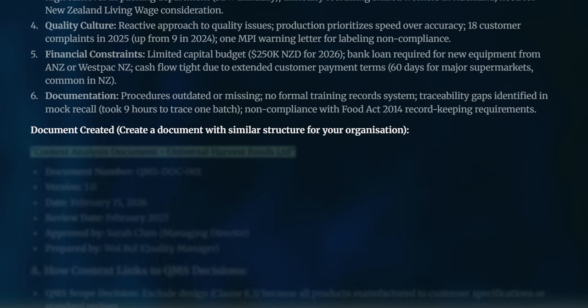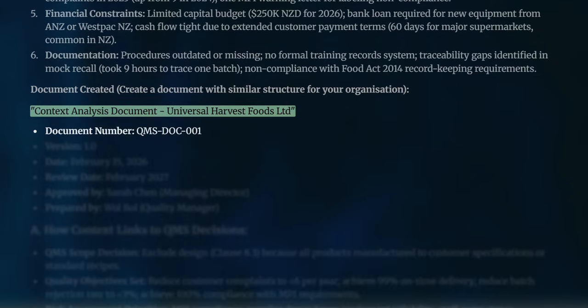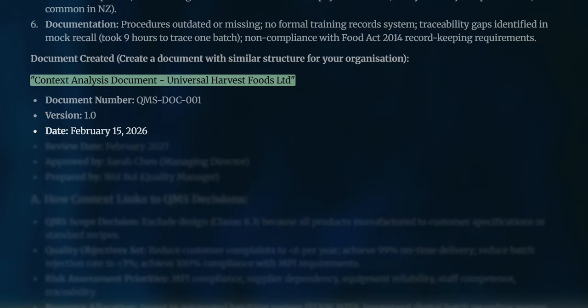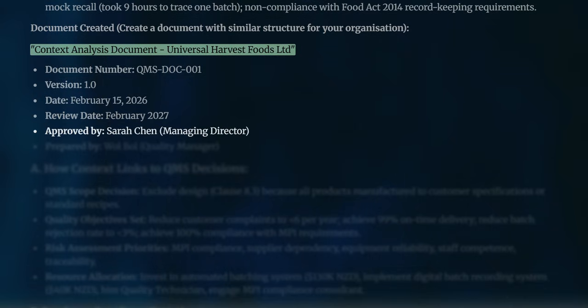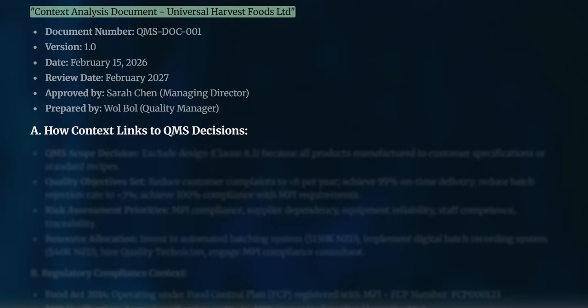So the document created here, which you can create with a similar structure, follows the above statements. Now, the context analysis. Start with the document number QMS-DOC-001, version 1.0, date February 15, 2026, review date February 2027, approved by Sarah Chan, Managing Director, and prepared by Walball, Quality Manager. So this is the document now, the context analysis document, right?